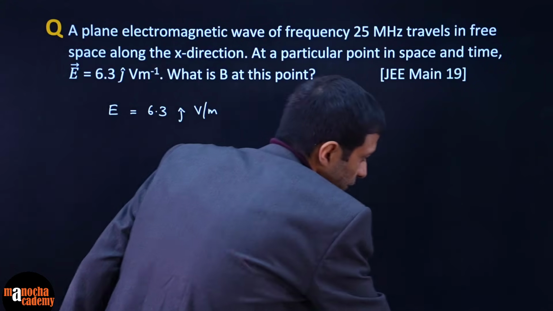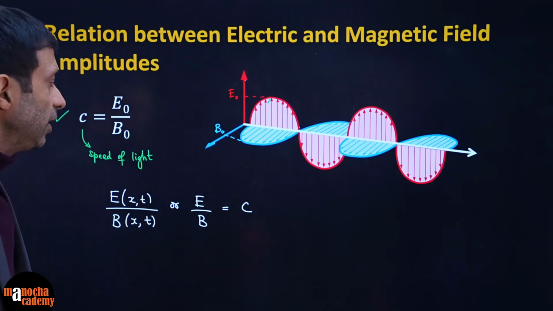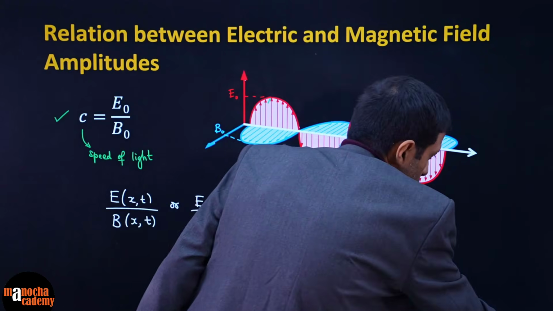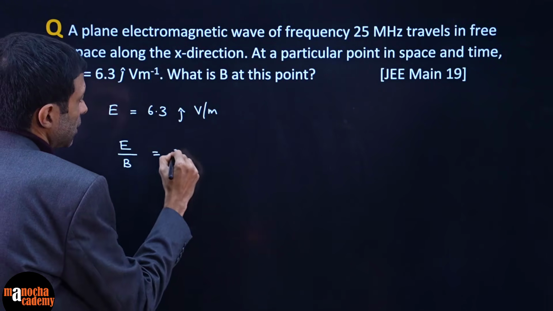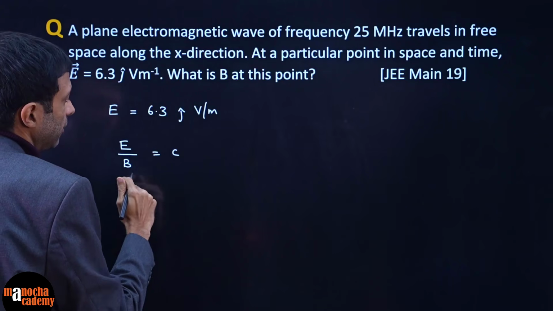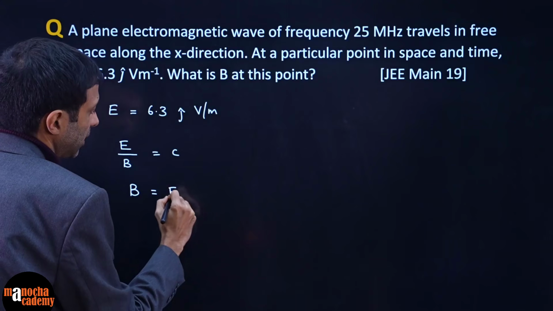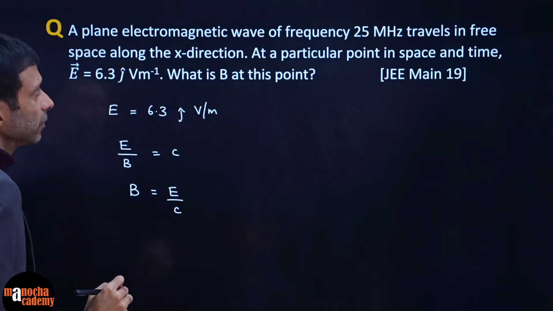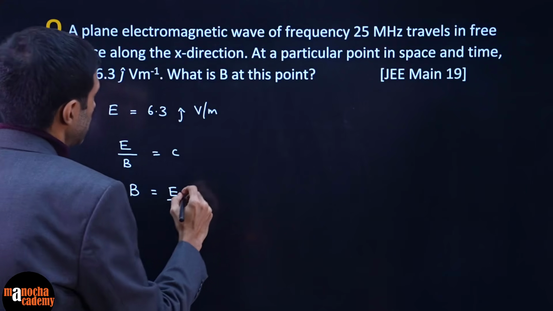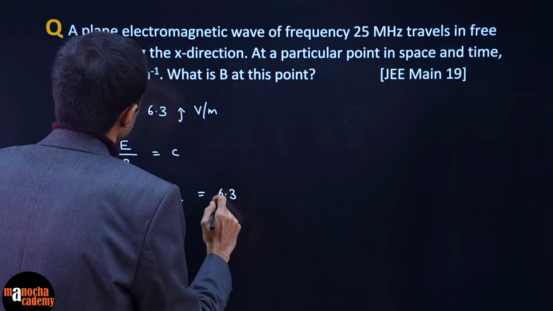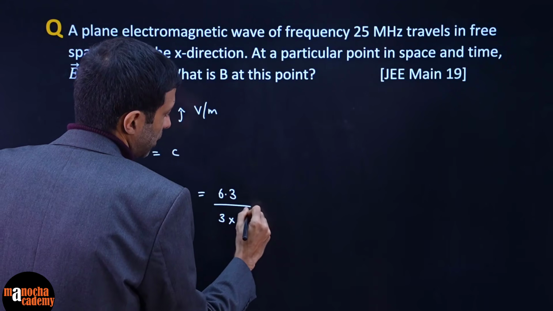So for this we can use the formula that we just learned. E by B is equal to C, right? So we know this formula. Or I can say B is equal to E by C. Do you guys agree? Now you substitute it. So E value is 6.3 and C value is the speed of light, 3 times 10 to the power 8.